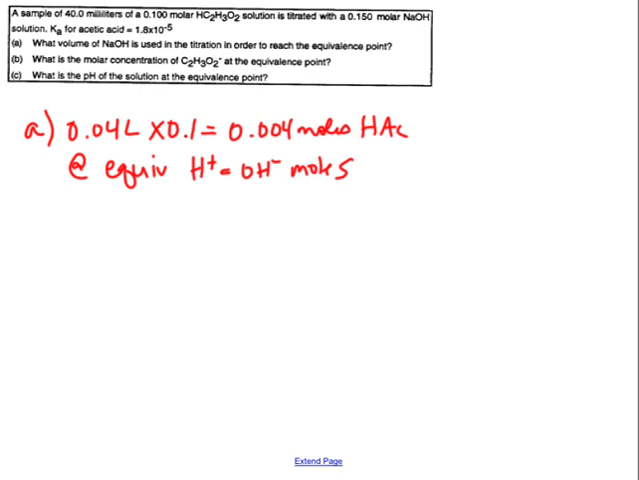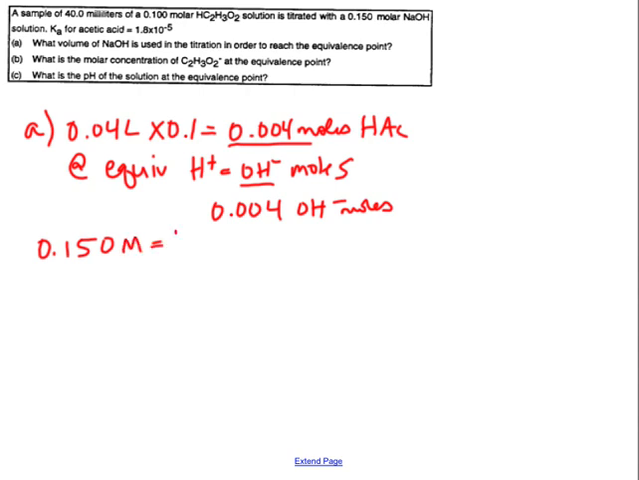So, because I know how many moles of acid, I know that's how many moles of OH minus I need to have. So how do I find how many mL of OH minus? Well, what else do I know about OH minus? I know that OH minus has a molarity that's given to you of 0.150.